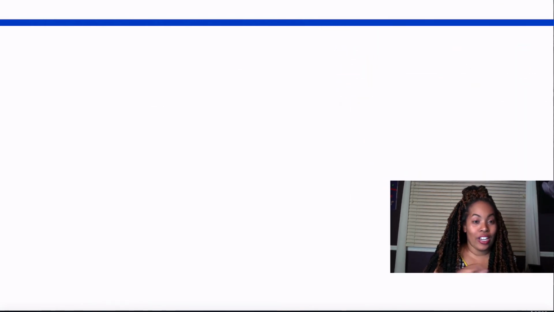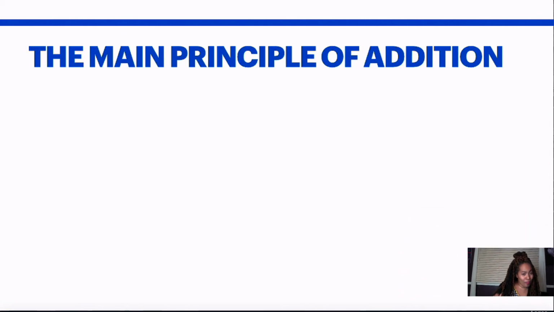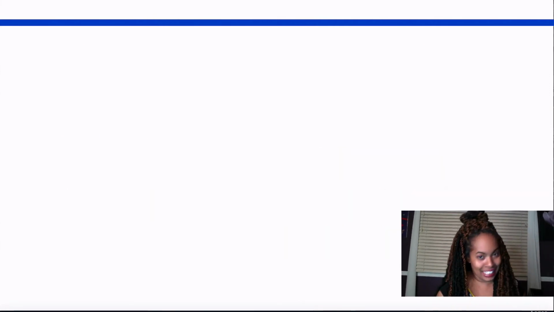Now, we're going to take it to another level right here, okay? And this is one of my favorite parts. This is called the main principle of addition. It's my all-time favorite. I made a song about it and everything, and the kids love it. What the main principle of addition says is, the only things that you can ever add are the same things. And when you add the same things, you get the same things. My little rap went a little bit like this: The only things you can add are the same things, and when you add the same things, you get the same things. Whoop! Now I'm expecting you to learn that by the end of this class, okay?